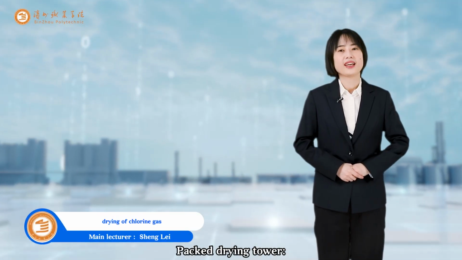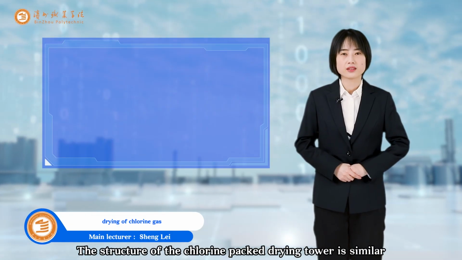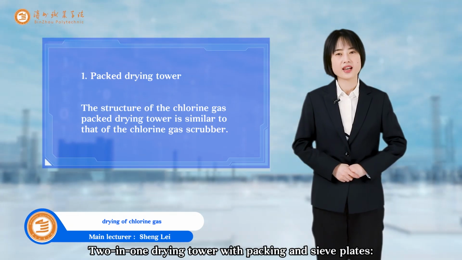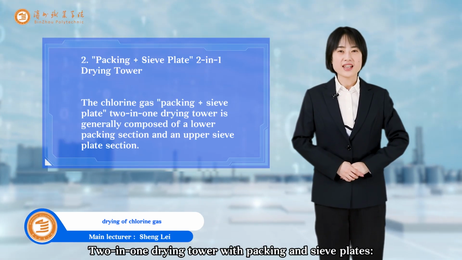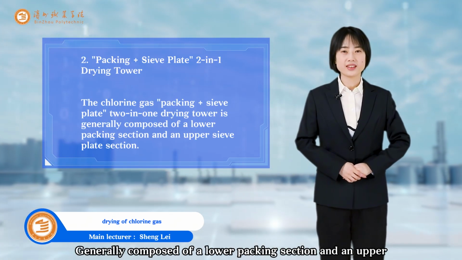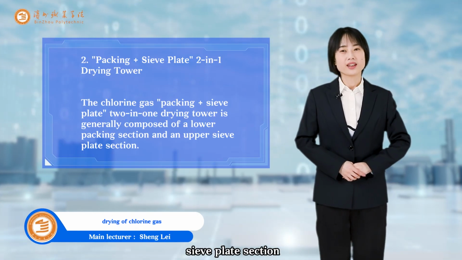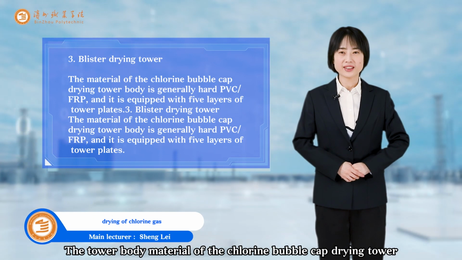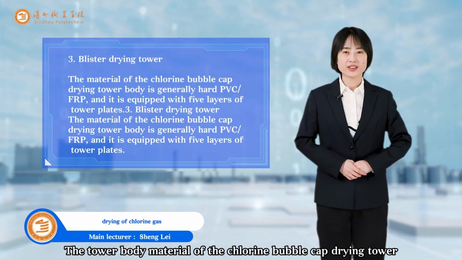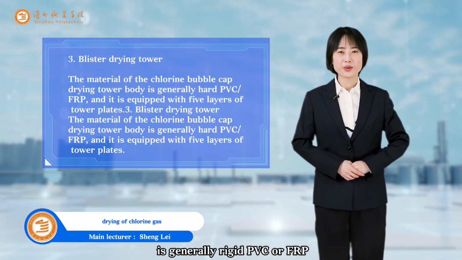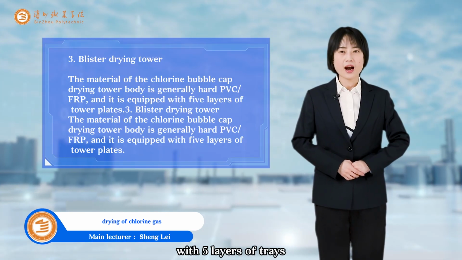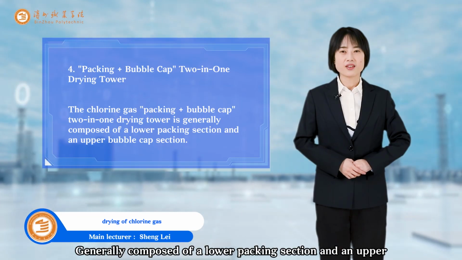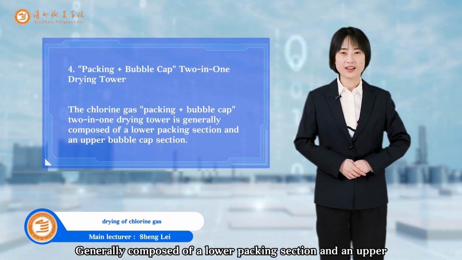Packed drying tower. The structure of the chlorine packed drying tower is similar to that of the chlorine scrubbing tower. 2-in-1 drying tower with packing and sieve plates, generally composed of a lower packing section and an upper sieve plate section. Bubble cap drying tower. The tower body material of the chlorine bubble cap drying tower is generally rigid PVC or FRP with 5 layers of trays. 2-in-1 drying tower with packing and bubble caps, generally composed of a lower packing section and an upper bubble cap section.